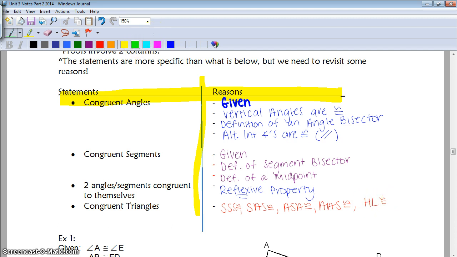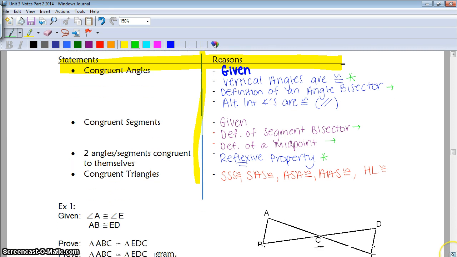Now it may be a good idea to go back and star a few. We will use reflexive property a lot. We will use vertical angles a lot. And you definitely want to remember your reasons that are definition of a bisector, midpoint, or for either an angle or a segment. All right, moving along in the notes here.